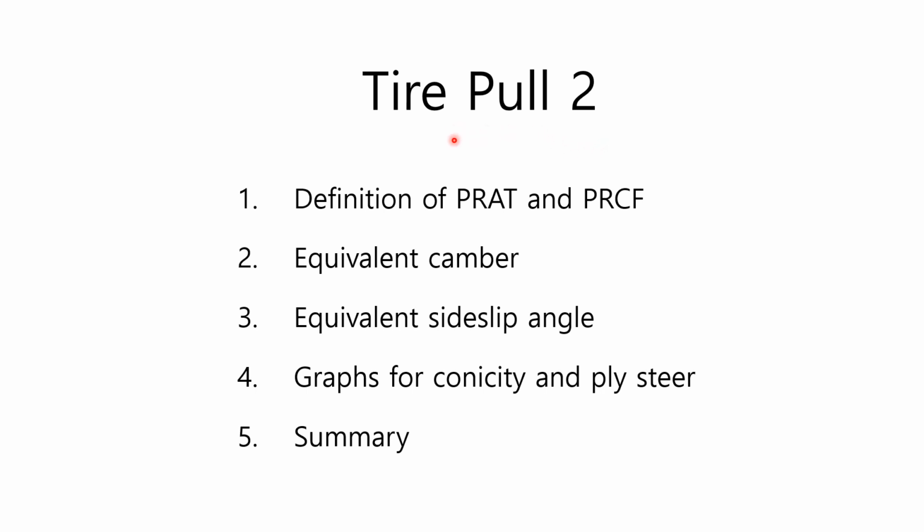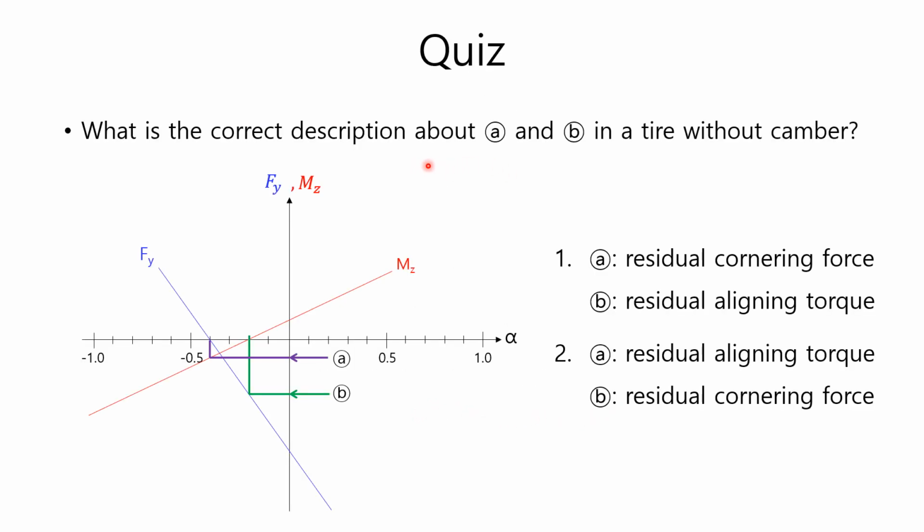Hi guys, I will explain tire pull from definition of PRAT and PRCF to graphs for Conicity and Ply Steer. Here I have a quiz for you. What is the correct description about A and B in a tire without camber?